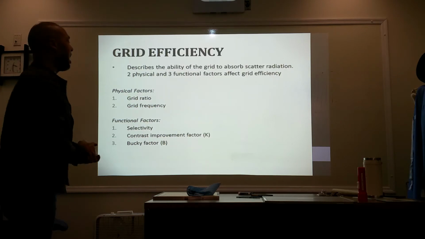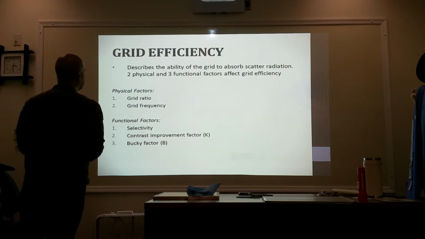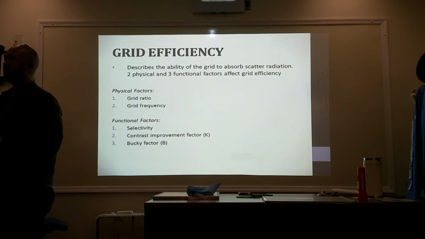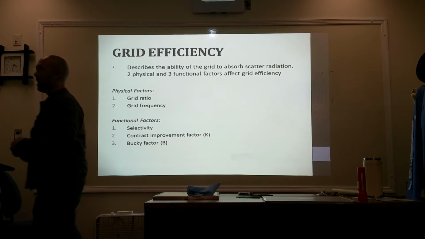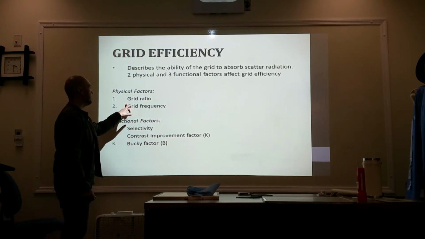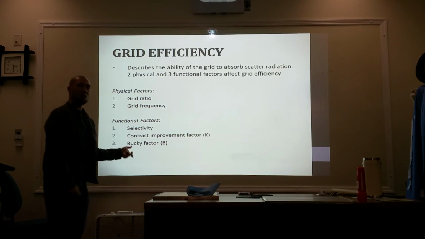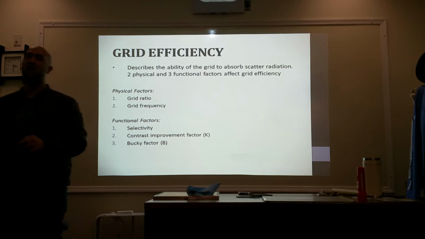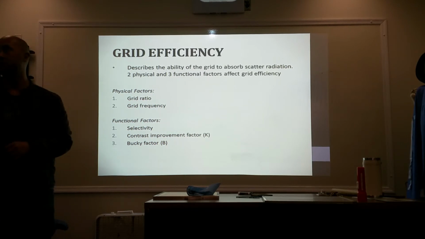So we're going to be talking about grid efficiency, and this describes the ability of the grid to absorb scatter radiation. We're going to discuss 2 physical and 3 functional factors about grid efficiency. So we'll be talking about grid ratio, grid frequency, and then we'll talk about selectivity, the K factor, or the contrast improvement factor, and then we'll also talk about the Bucky factor.